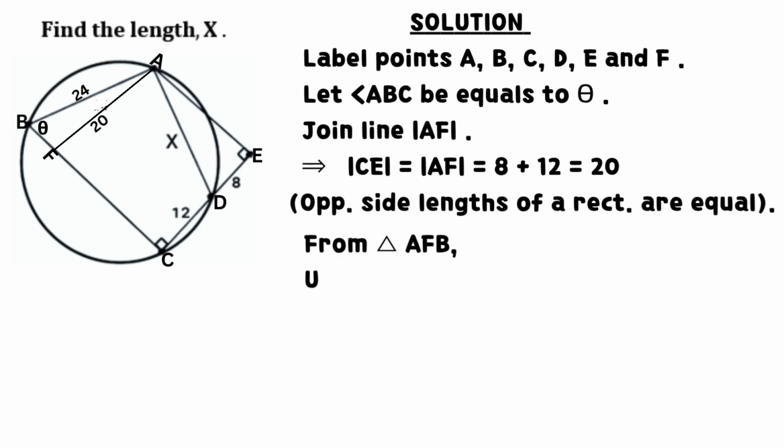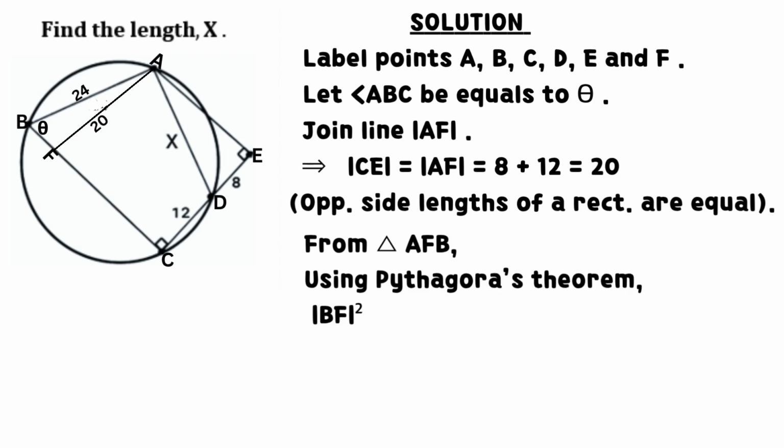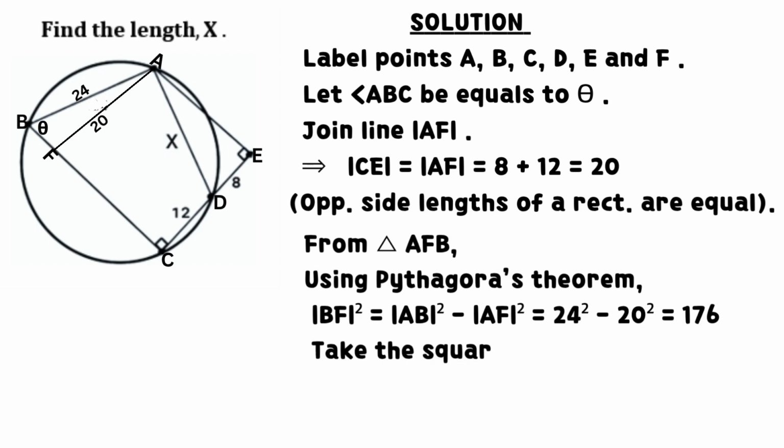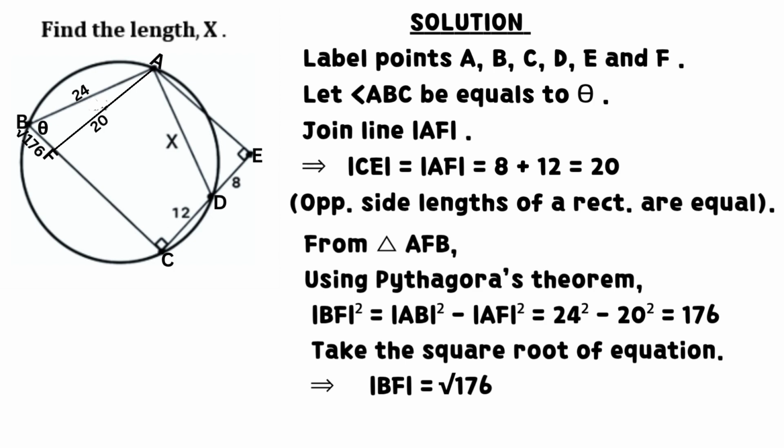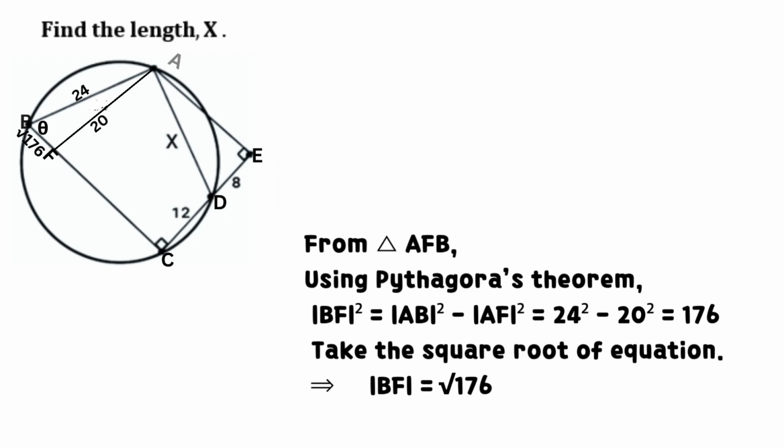From triangle AFB, using Pythagoras' theorem, the square of line BF equals the square of line AB minus the square of line AF, which equals 176. After simplification of substituted values, take the square root of the equation. It follows that line BF equals the square root of 176.